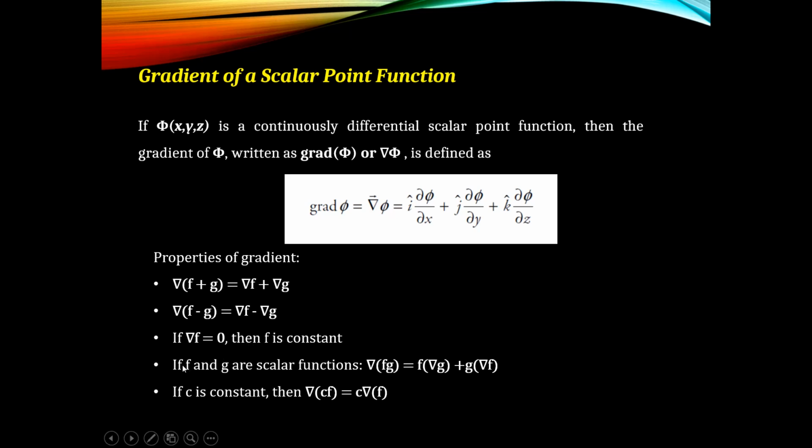Now suppose f and g are scalar functions, then gradient of the product of f and g, f into g, is f into the gradient of g plus g into the gradient of f. Now suppose we have a constant c, then the gradient of the constant into the function f is the constant c into the gradient of the function.